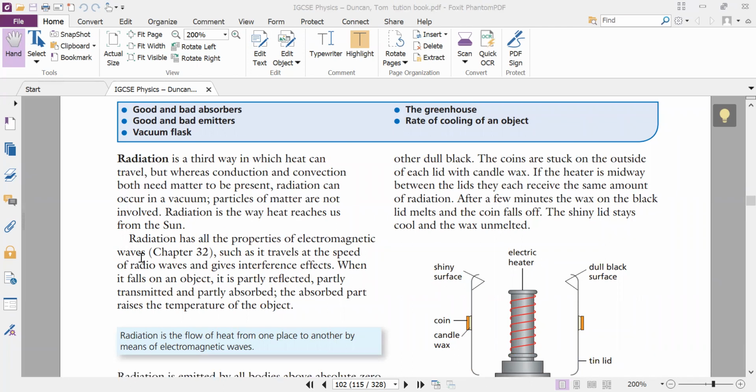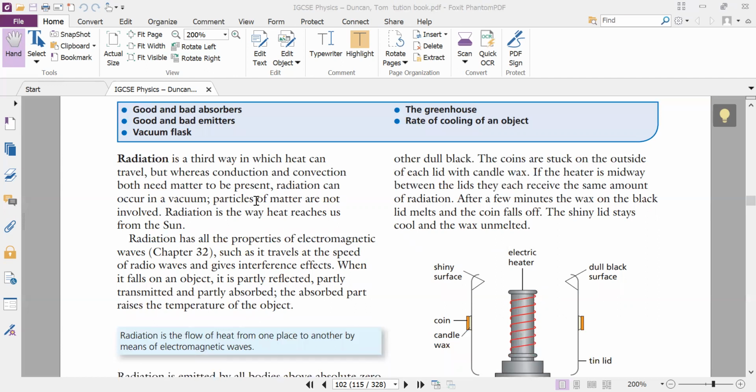Yes, sir. Radiation has all the properties of electromagnetic waves, such as it travels at the speed of radio waves and gives interference effects. When it falls on an object, it is partly reflected, partly transmitted, partly absorbed. The part absorbed raises the temperature of the object. So here, radiation is also one of the electromagnetic wave properties. We will study it in the upcoming chapter, chapter number 32.